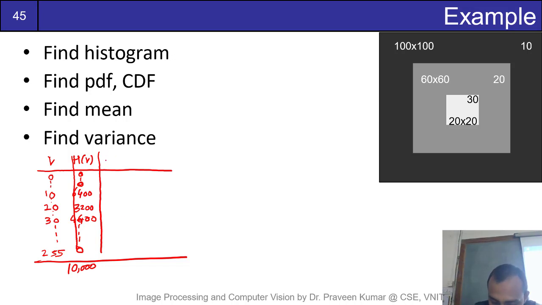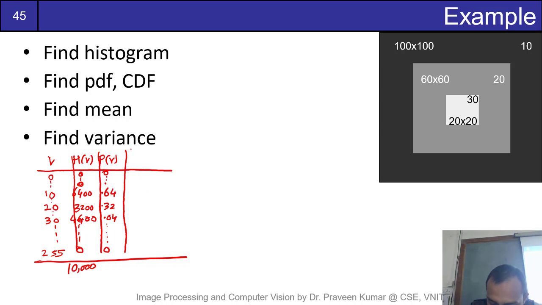Now, if you want to calculate the probability values, the PDF function, what it will be. So for 0 it will be 0. For 10, what it will be, divided by 10,000, so it will be 0.64. For 20 it will be 0.32 and 0.04, and these all will be 0.